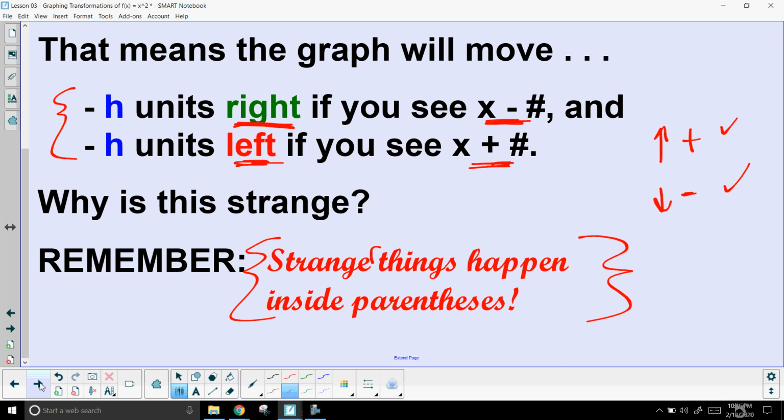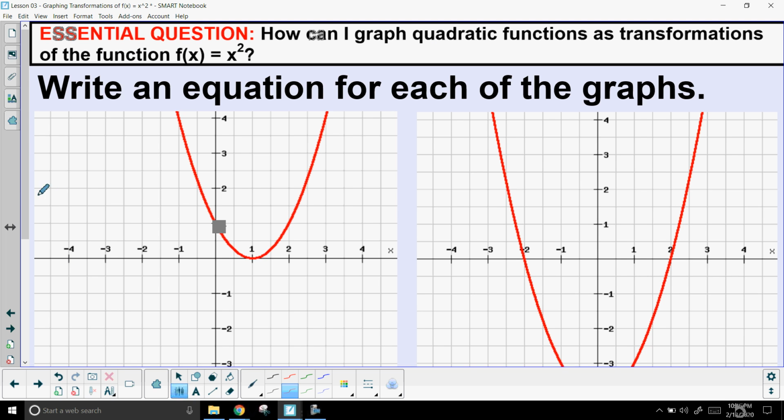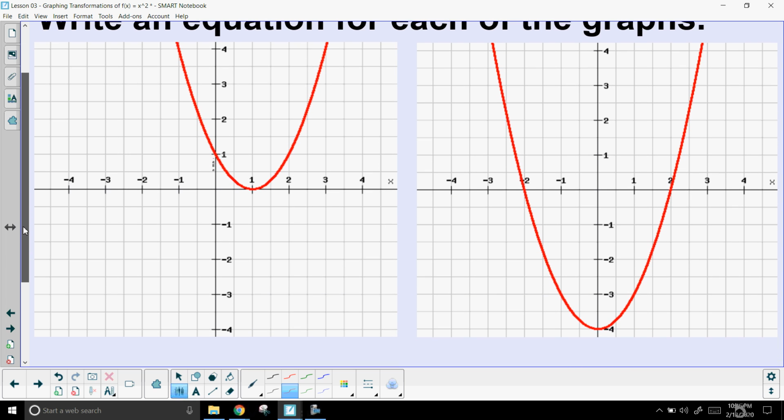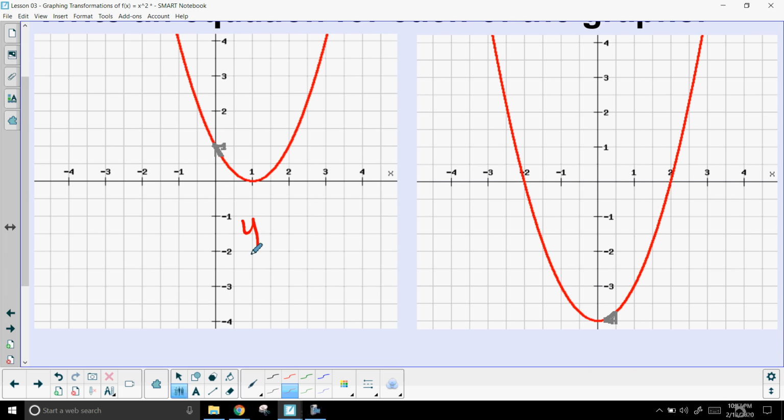So, let's practice. Go ahead and pause the video and try to write some equations for these two graphs. All right. So, keeping it simple, the graph went to the right. So, we should have x minus 1 squared. This graph went down 4. So, x squared minus 4. Again, think opposite. We went to the right, so this needs to be a minus sign.